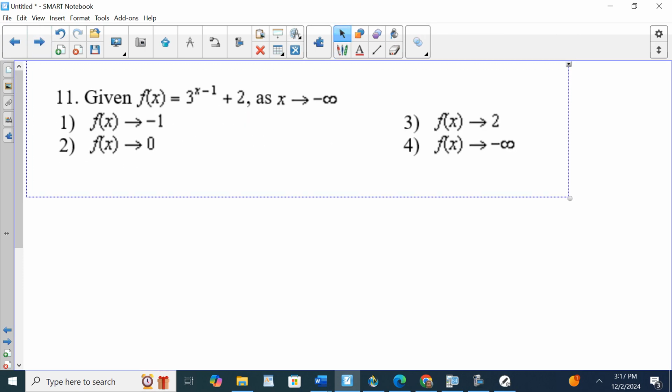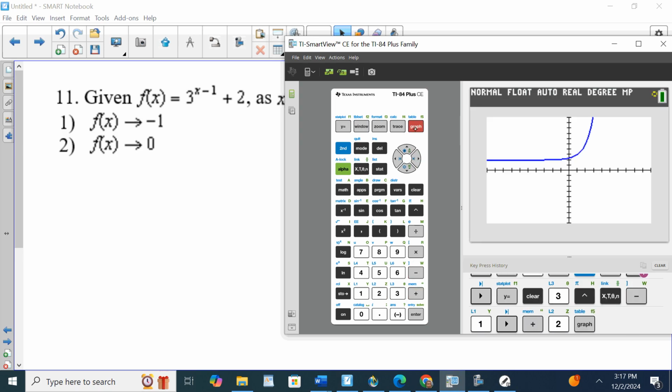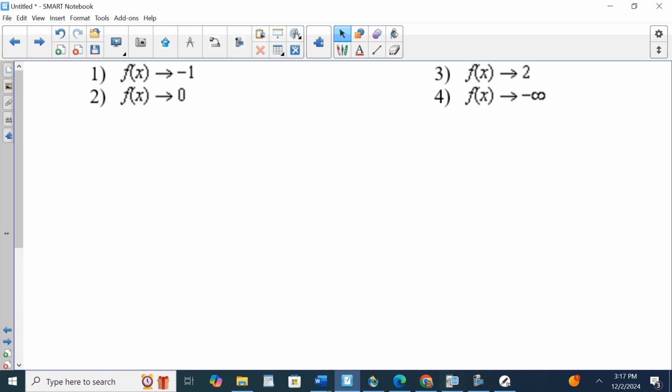11. We're talking about end behavior with exponential. You don't need the calculator to do this, but it will be helpful. 3 to the power of x minus 1 plus 2. Graph. As it approaches positive infinity, as it goes to the right, it's going up to positive infinity. As it goes to the left, as it goes to negative infinity, it's approaching the asymptote. The asymptote is the vertical shift.